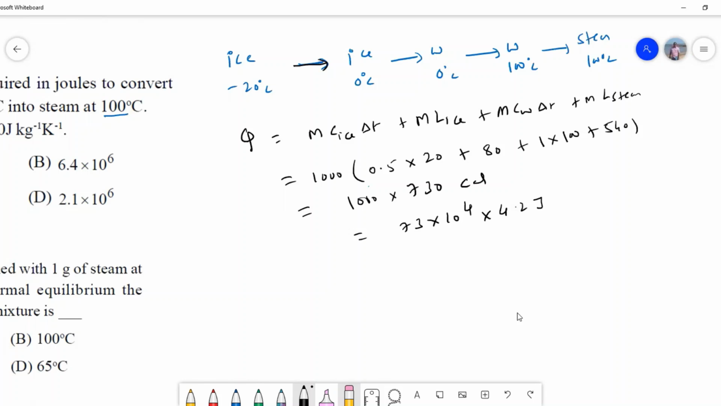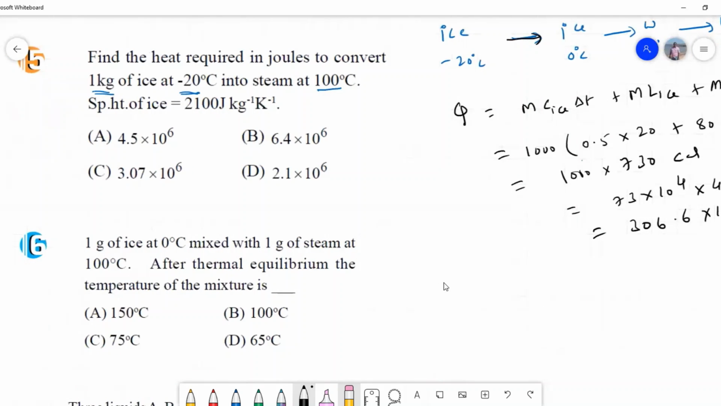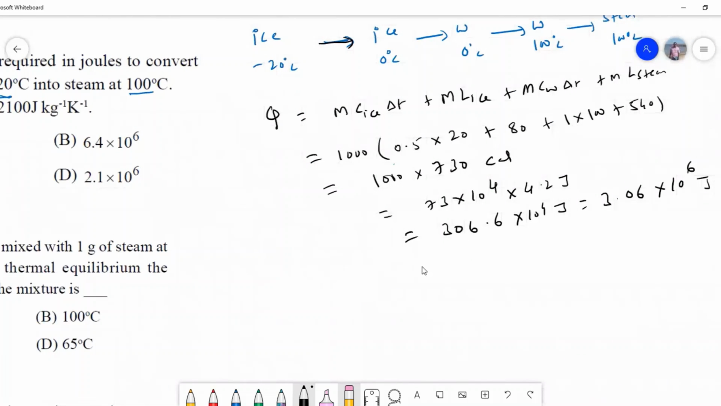So we'll get 306, the value is 306.6 into 10 power 4 joules. Or this is 3.06 into 10 power 6 joules, because it is expressed in terms of powers of 6. So the answer is 3.07 into 10 power 6. If you adjust it to the nearest number, it becomes 307. So we can write 07.